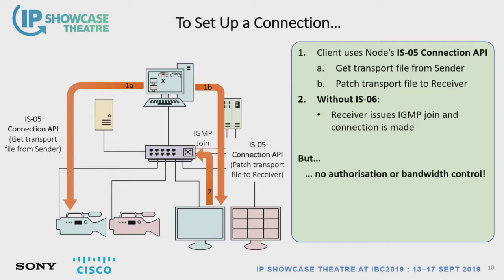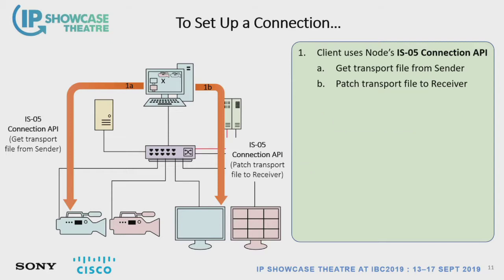So the problem with this kind of non-SDN approach is that there's no authorization or bandwidth control there. You could have rogue IGMP joins coming from things on the network, and the network would just allow multicast packets to start being forwarded to that receiving device without any kind of awareness of the bandwidth requirements or any authorization from the broadcast controller necessarily. So that's where IS-06 solves this issue.